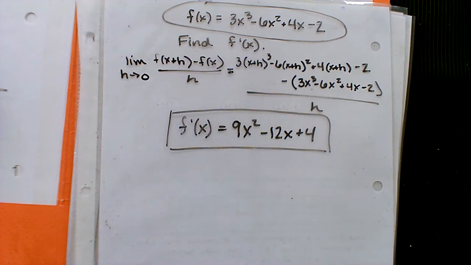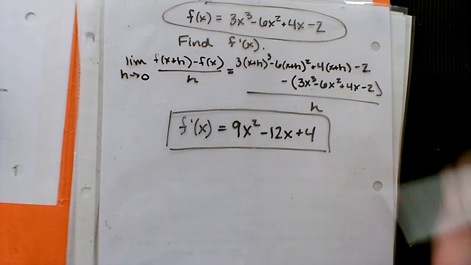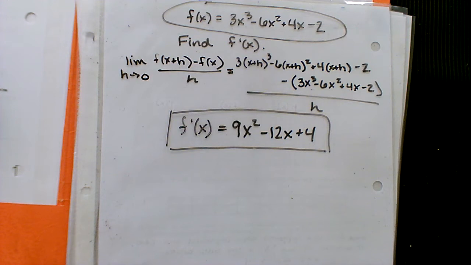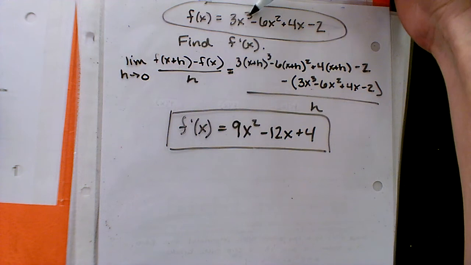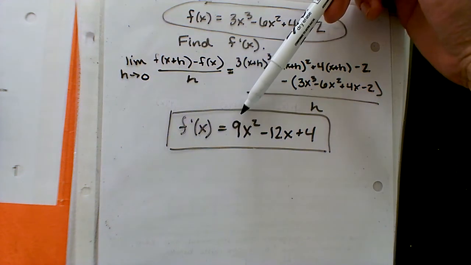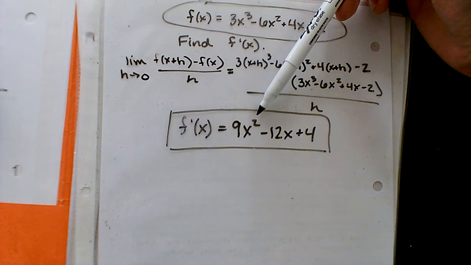Go term for term. First one's multiplied by 3. How can you go from 3x cubed to 9x squared? You have to take away the exponent. You multiply the coefficient by the exponent, so 3 times 3 would give you 9. And then what happens? Drop the power by 1, right?